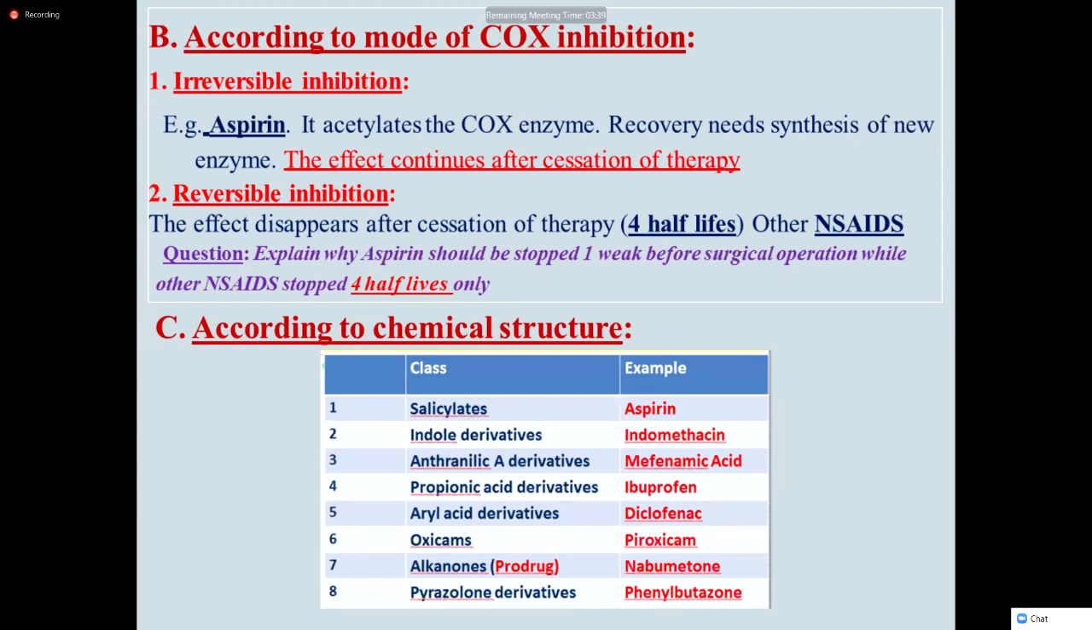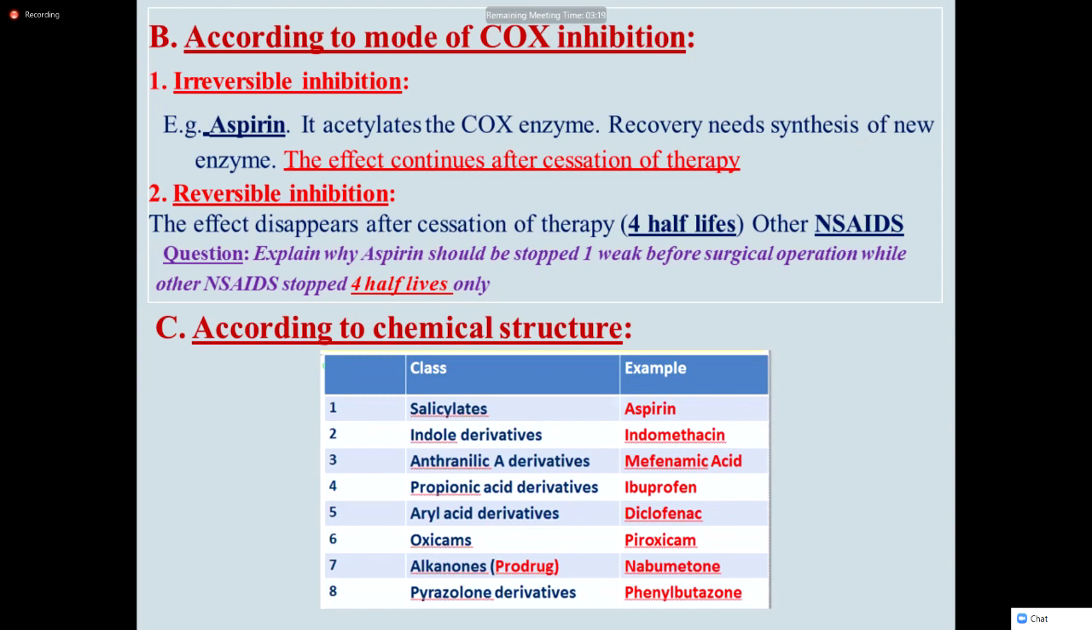Now, as I said in the second slide, these are a heterogeneous group. So based on the chemical structure, they can be classified into salicylates, an example is aspirin, or indole derivatives, indomethacin, or alkanones.